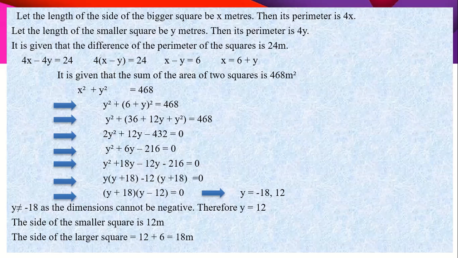But y cannot be minus 18 because y represents the dimensions of a square. So dimensions of a square can't be negative. Therefore, y value should be 12. So therefore, the side of the smaller square is 12 meters and side of the larger square is y plus 6. That is 12 plus 6, which is 18 meters.